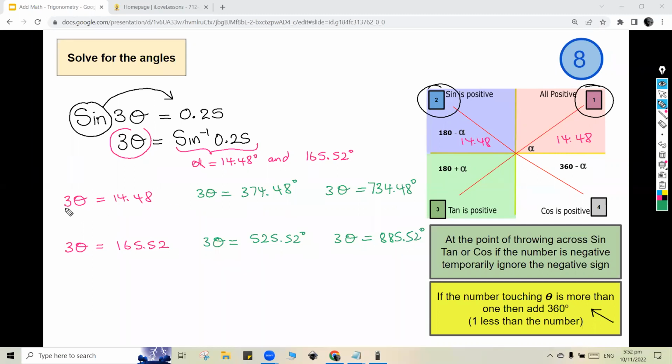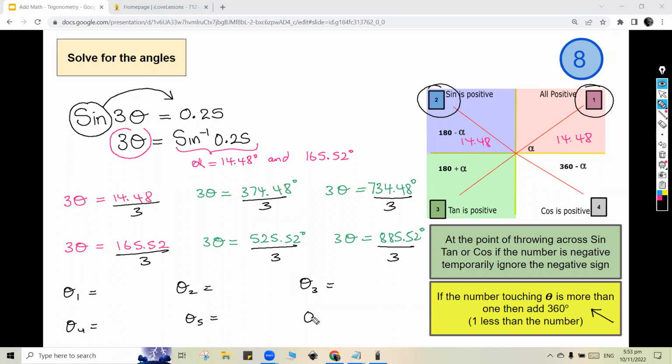And each of these answers are equal to 3 theta at the same point in time. So you have 6 answers existing at the same point in time that are equal to what? 3 theta. Now we can solve for theta. To solve for theta, we just have to divide all of them by what? 3. Throw across the 3, which is a multiply, you get a divide. And only after you divide all of them by 3, then you have your 6 answers, right? So you're going to have theta 1, theta 2, theta 3, theta 4, 5, and theta 6.